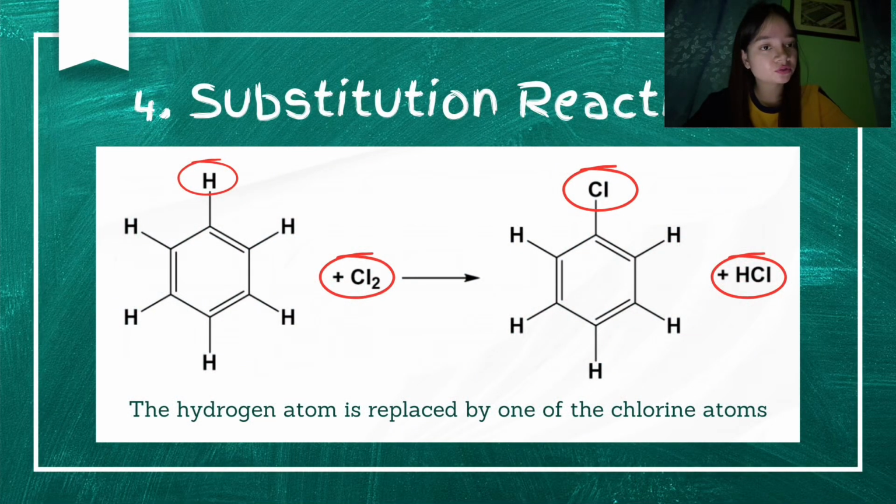In substitution reaction, one atom in a molecule is swapped for another. So as you can see in the picture below, the hydrogen atom is replaced by one of the fluorine atoms. So the result is, it's like trading one thing for another while keeping the rest the same. Because as you can see, the hydrogen atom is replaced by the fluorine atom, but the rest remains the same. So that is substitution reaction.